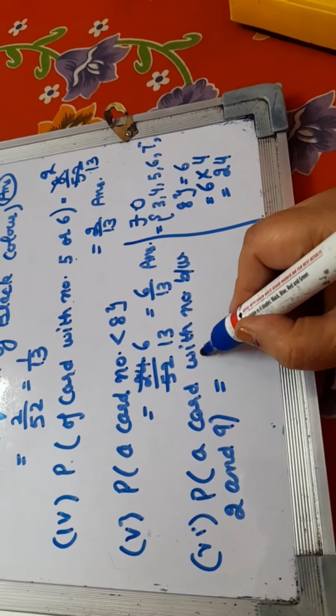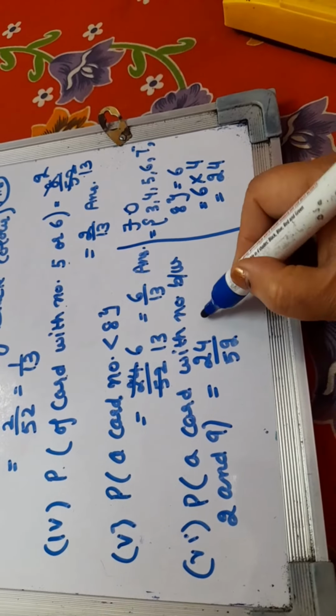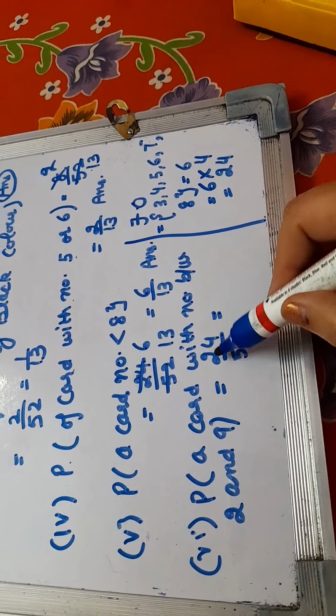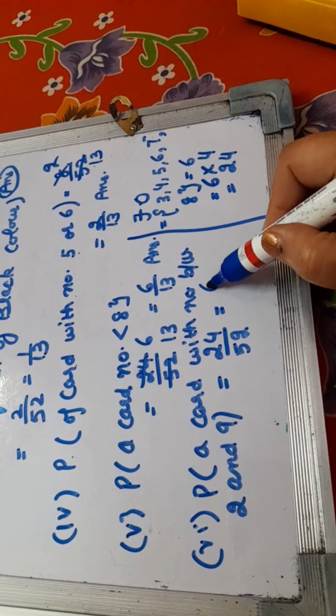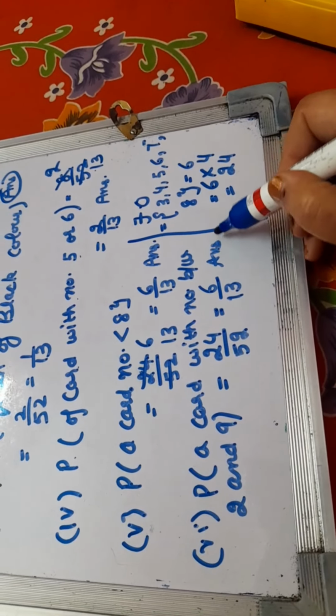So probability will be 24/52. So 4 sixes are 24, 4 thirteens are 52. So 6/13 is our answer.